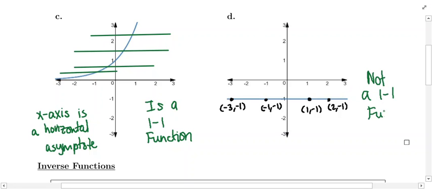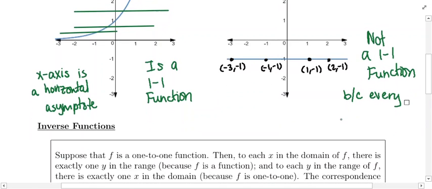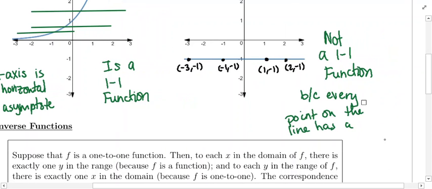I'll go ahead and put, because every point on the line has a y value of -1, there's sharing going on.